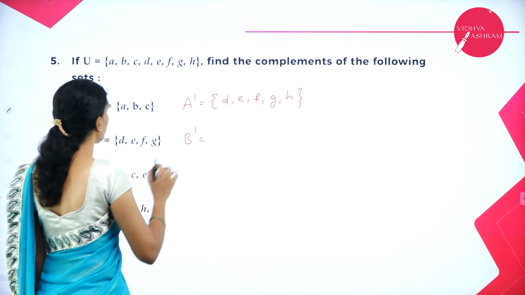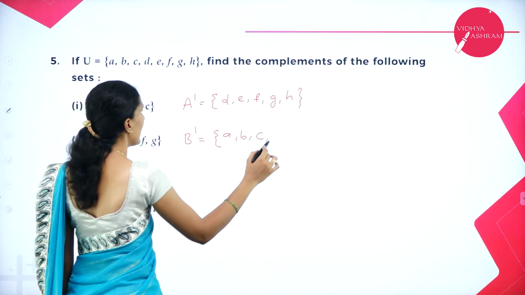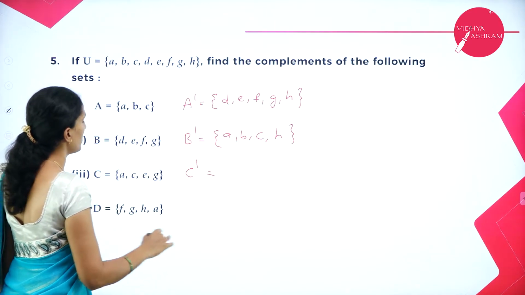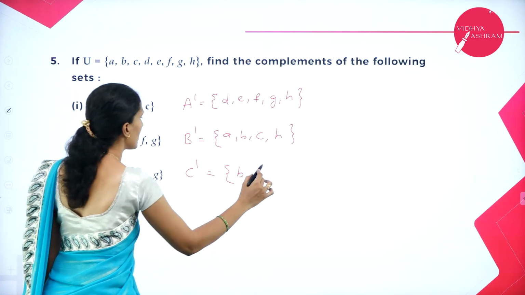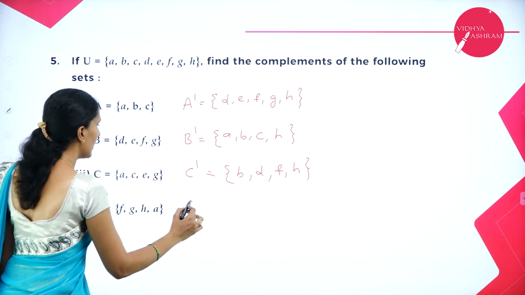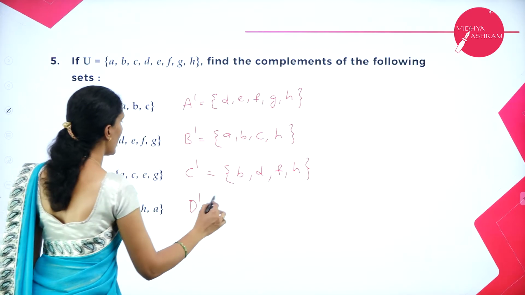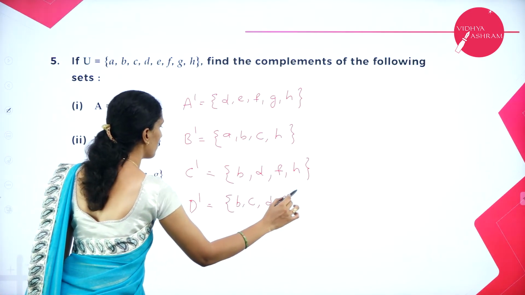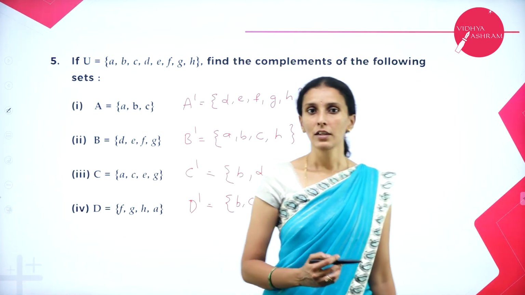So B dash: D, E, F, G. A, B, C, H. Next C dash: A, C, E, G. So A you can't write. B, C you can't write. D, E you can't write. F and H. Next D dash or D complement: F, G, H, A. So B, C, D, E. F, G, H I cannot write. So these are the complements of the given sets.